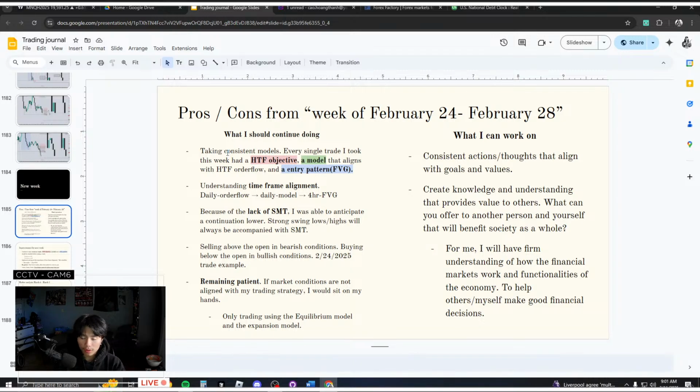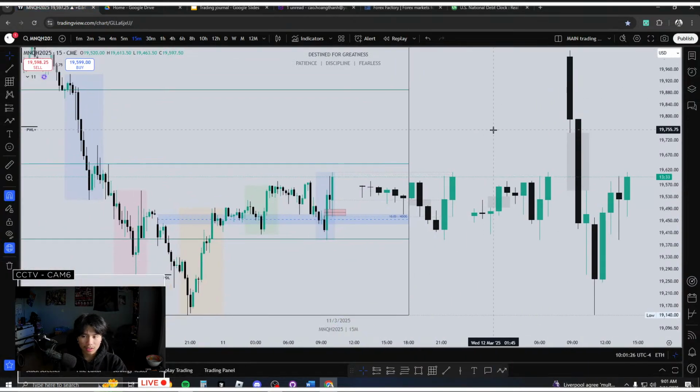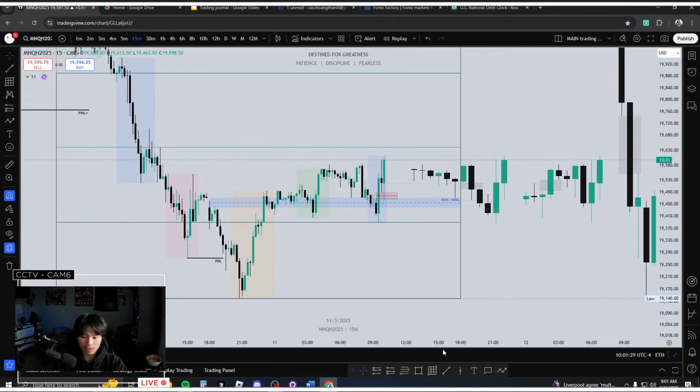Fair value gaps are, for me, the easiest to see, and they're more objective, right? Order blocks, they're a little bit more subjective. It being like, is this last down close candle here, or this down close candle here, should it be considered an order block?